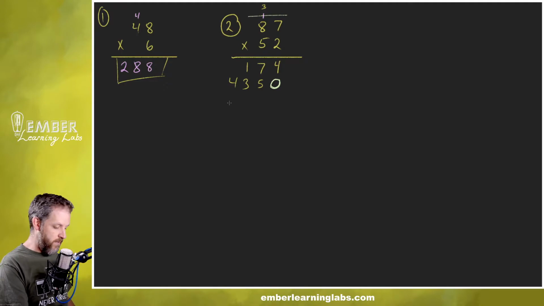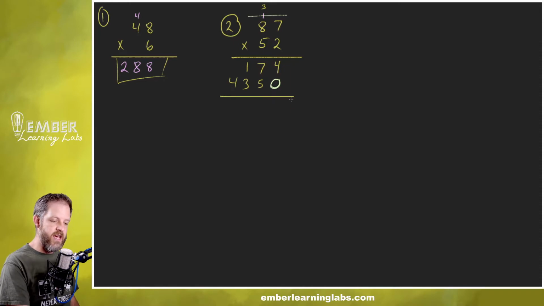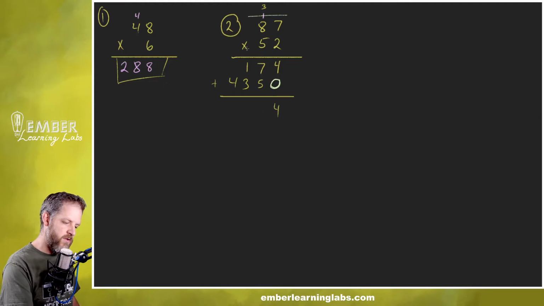So what is our next step? Well, our next step is to add these up down here, right? So 4 plus 0 is 4. 5 plus 7 is 12. So I'm going to put the 1 up here and the 2 down here.